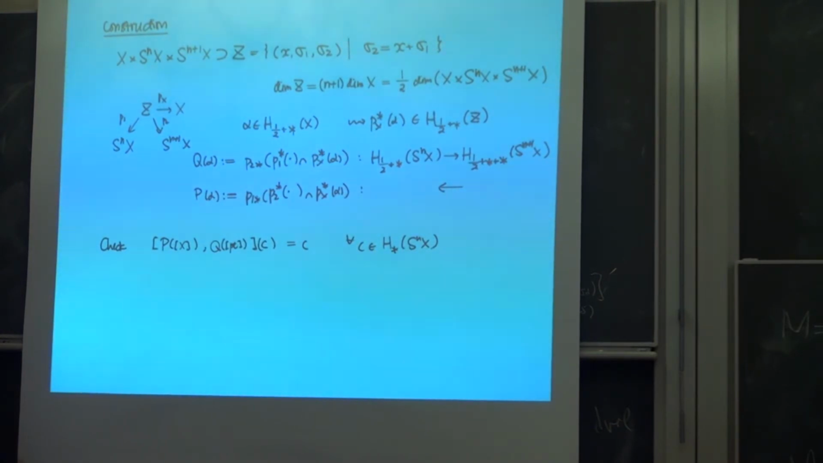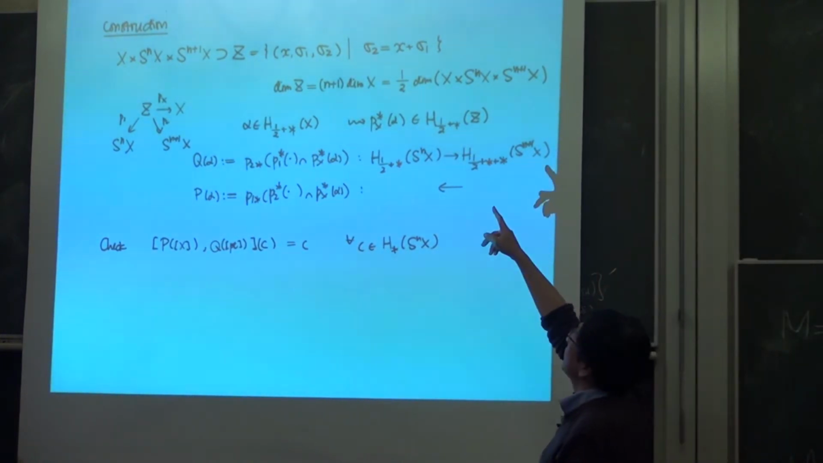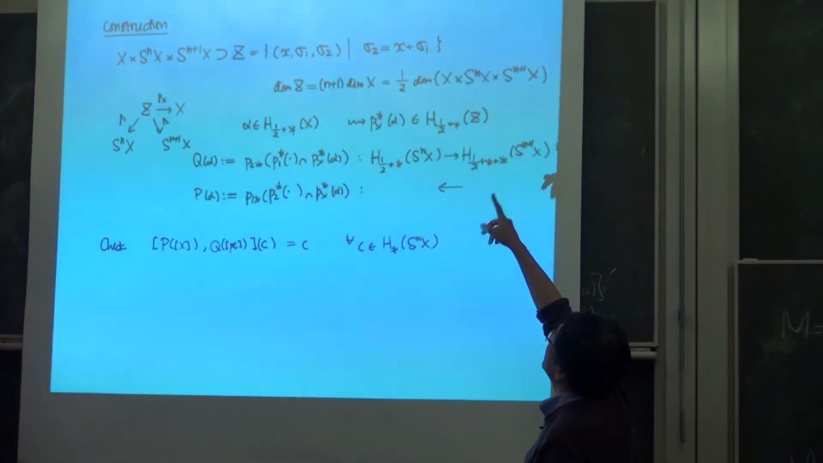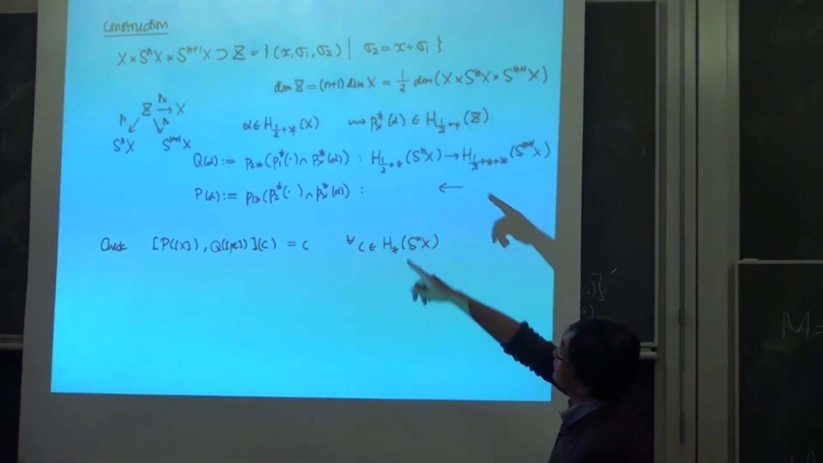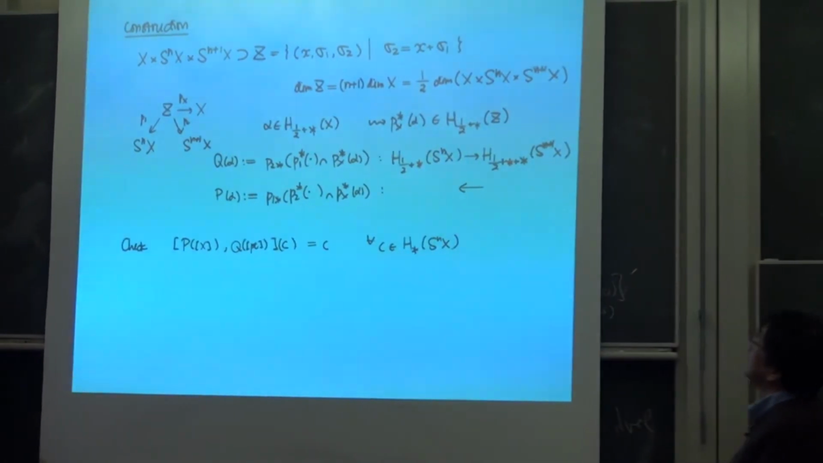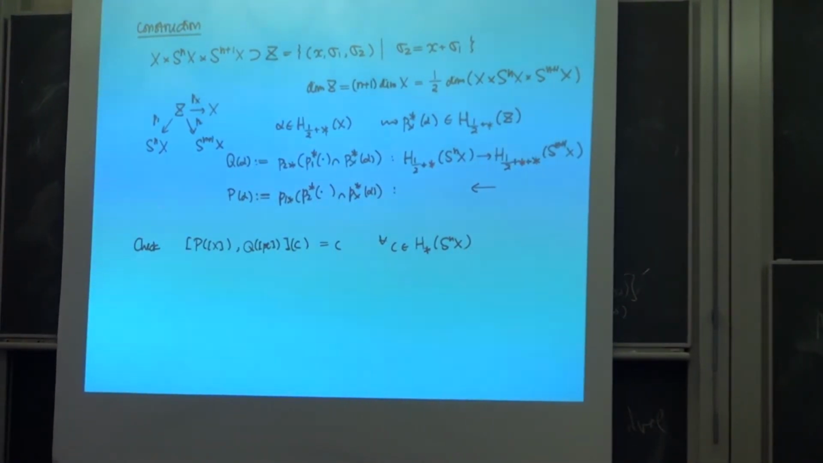So the natural condition to put is just this condition. So sigma 2 is equal to X plus sigma 1. That means that sigma 1 is an n-tuple of points, and I add one extra point X. That comes from the first component.